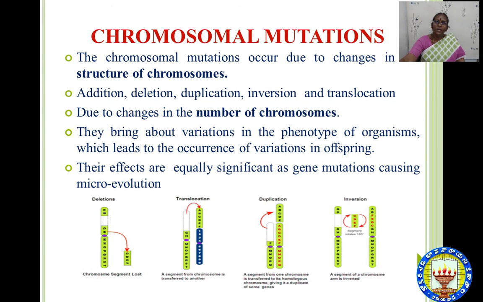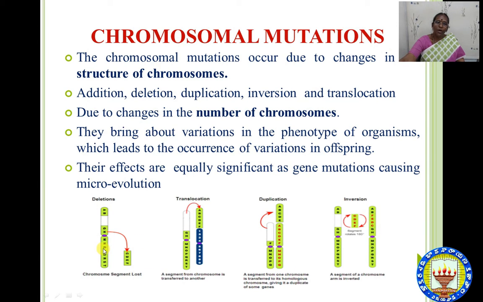Coming to the next basic factor, the chromosomal mutations. These occur due to changes in the structure of the chromosomes and also in the number of chromosomes. The structure of the chromosomes will change depending on a number of processes such as addition, deletion, duplication, inversion and translocation. Now we will learn what happens in addition, deletion, etc.